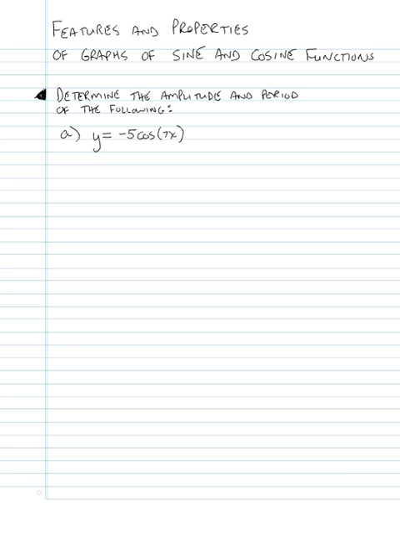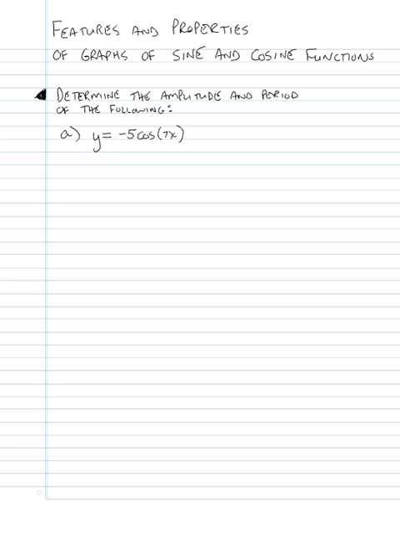So the first type of problems that will be asked is to determine the magnitude and the period of particular functions without graphing, just being able to determine the amplitude and the period, much like what follows. Okay, so we're to determine the amplitude and period of the following, and the first one is the graph of y equal -5 times cosine of 7x.